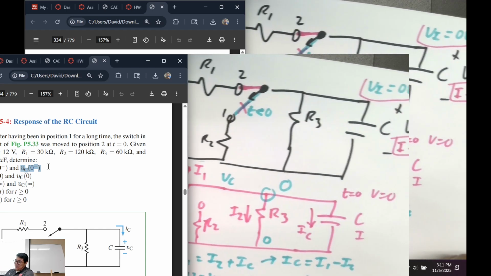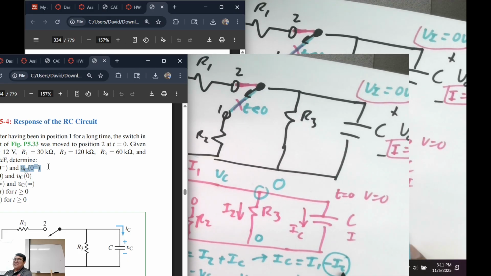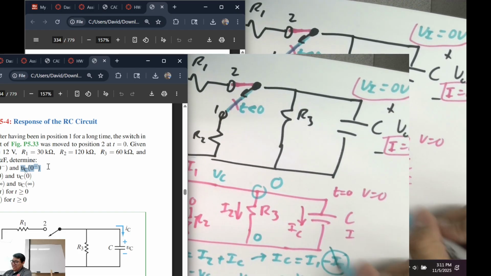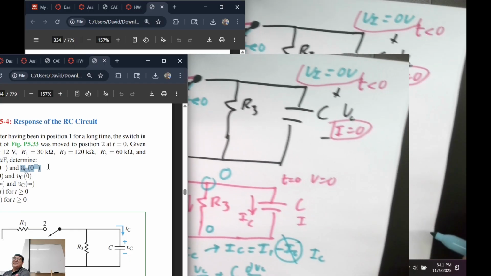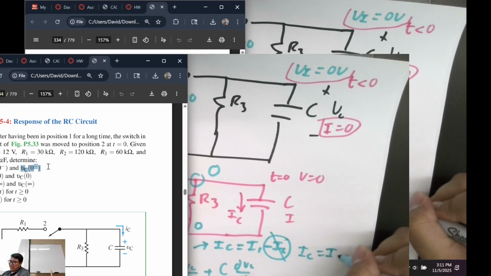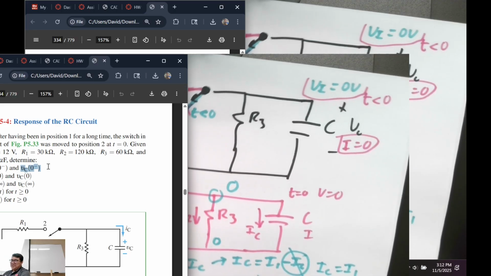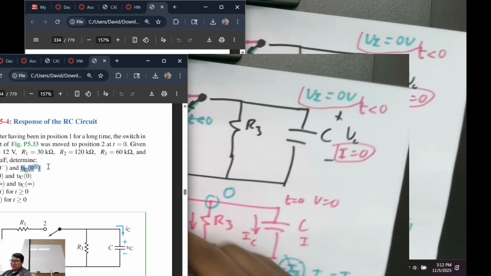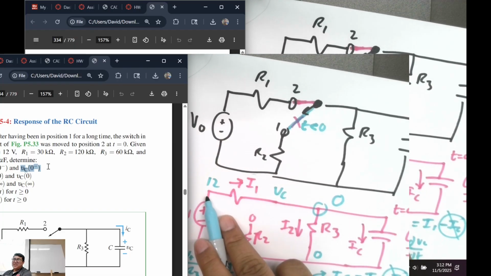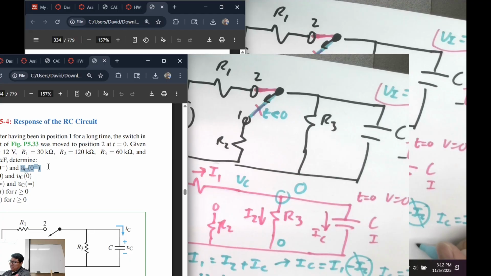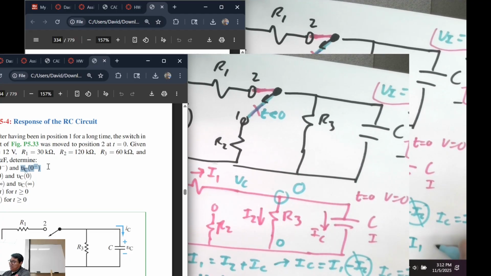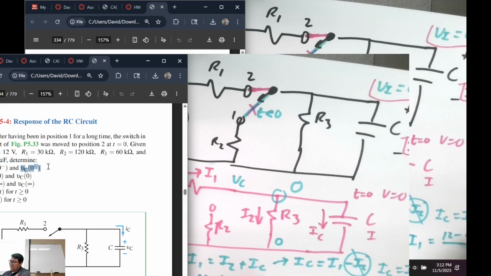So what does this tell you? We have I2 right here, and it's gone. So what does that mean about IC instantaneously? Is it equal to I1? So what's I1 then? We got this 12 right here, and then we got our initial 0 volts. So I1 is equal to 12 minus 0 over, what's R1? R1 is 30K.